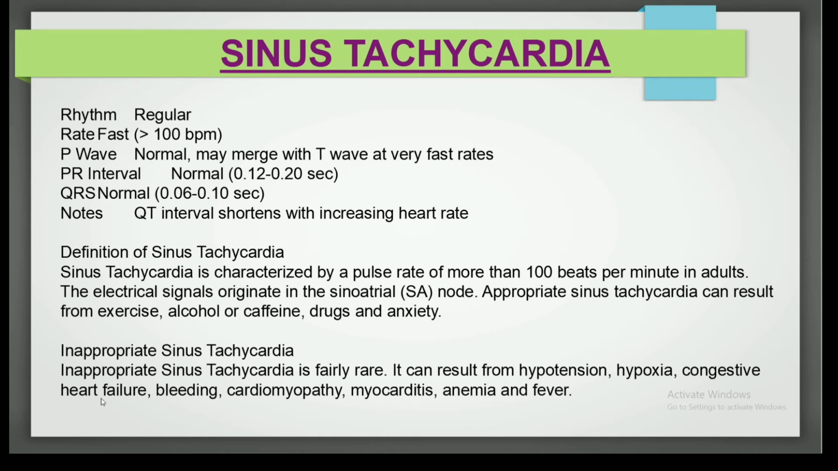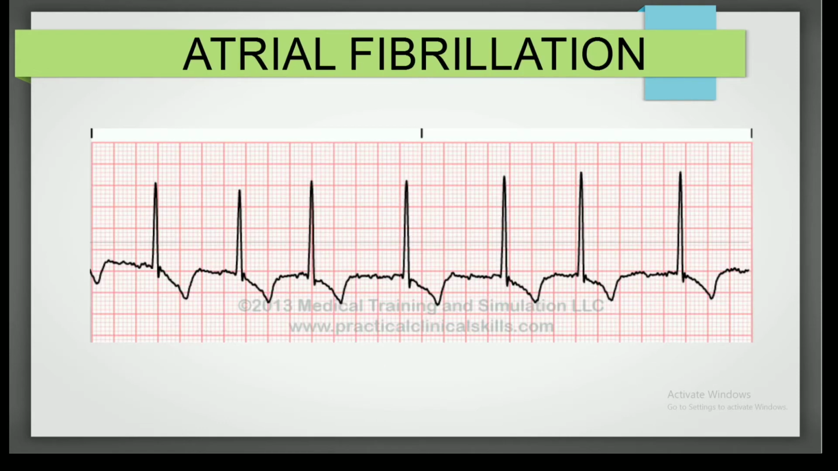The definition is that it is characterized by a pulse rate of more than 100 beats per minute. The electrical signal originating in the SA node is faster. In a normal adult it mainly results from alcohol or caffeine ingestion, exercise, drugs, anxiety. Inappropriate sinus tachycardia mainly occurs from hypotension, hypoxia, CCF, bleeding, cardiomyopathy, myocarditis, anemia, fever.